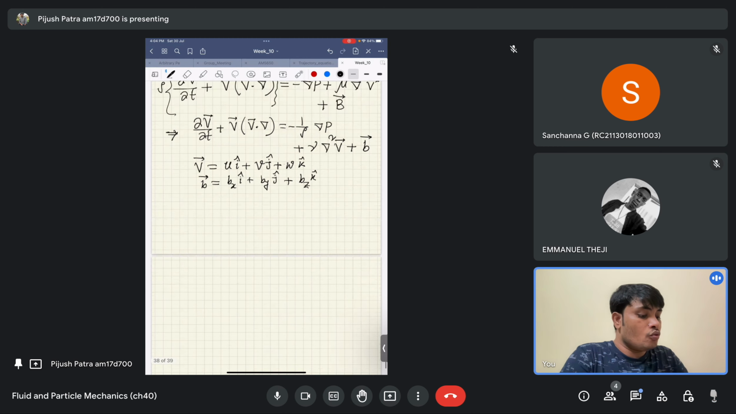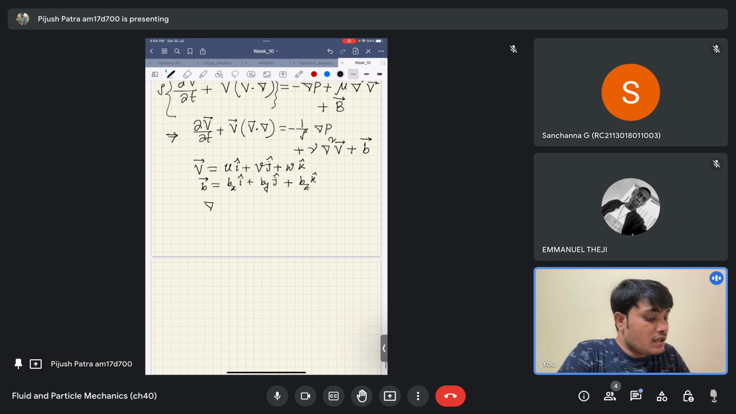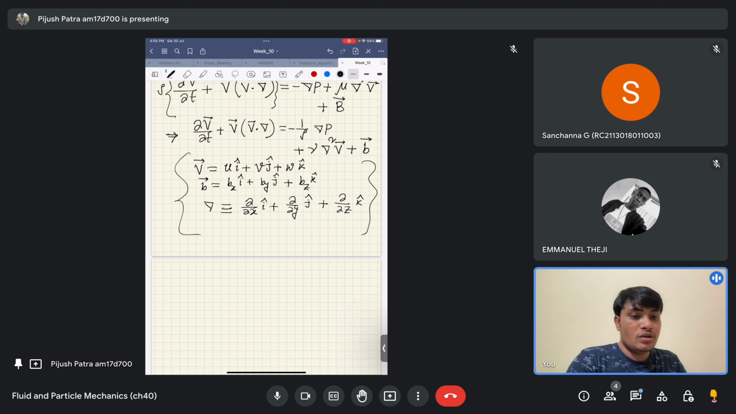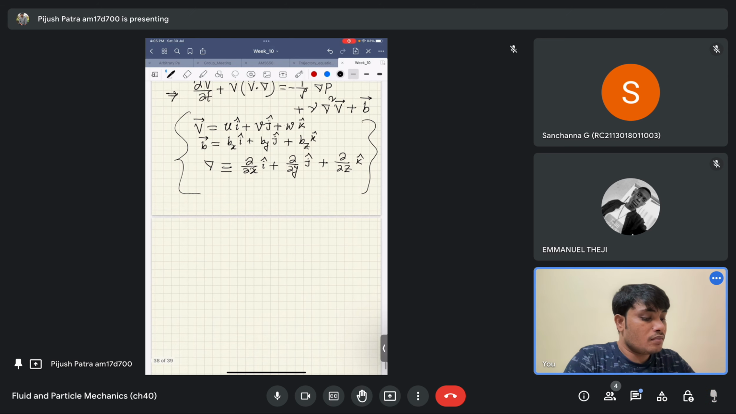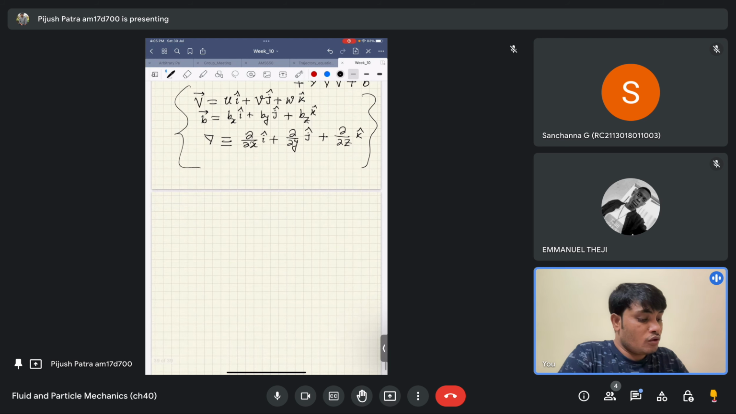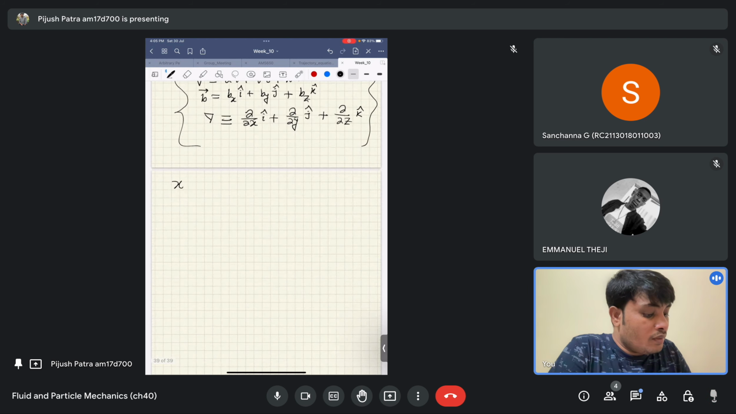If you put these two into this, and what is this nabla? All of you know, it is ∂/∂x of i plus ∂/∂y of j plus ∂/∂z of k. If you put this term into this, then you will get the momentum equations in x, y, and z directions. Separately you can get it. So what will be the x momentum equation? That means the momentum equation along x direction.